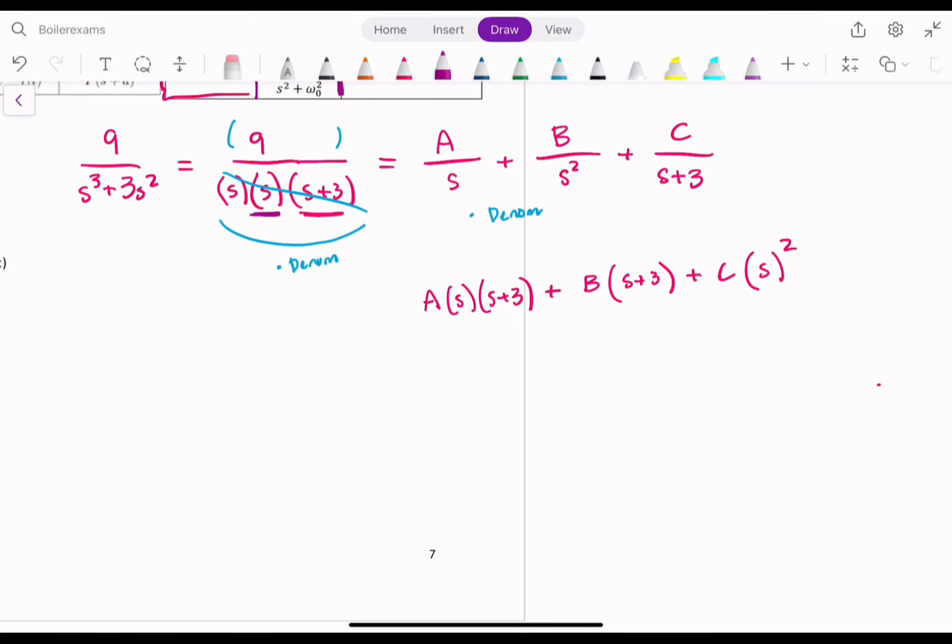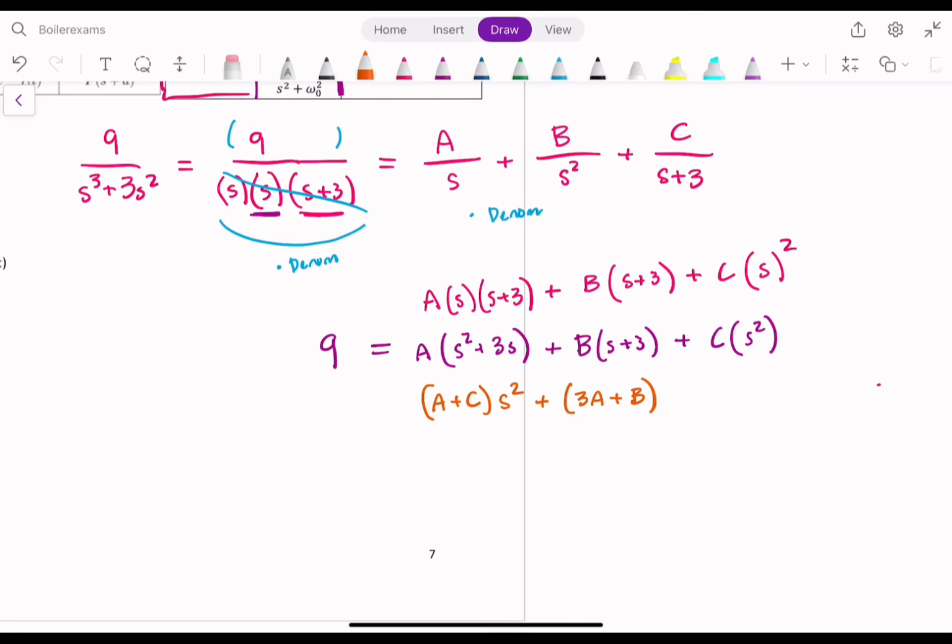times s squared plus 3s, plus B times s plus 3, plus C s squared. And this is equal to our numerator 9. And so what we can do further is say A plus C times s squared plus 3A plus B times s plus 3B times 1 is equal to 0s squared plus 0s plus 9 over here on the left-hand side.